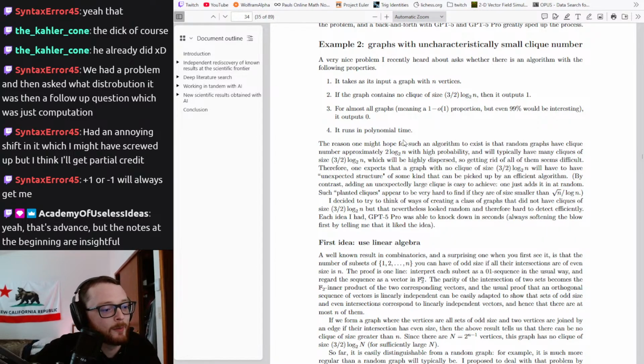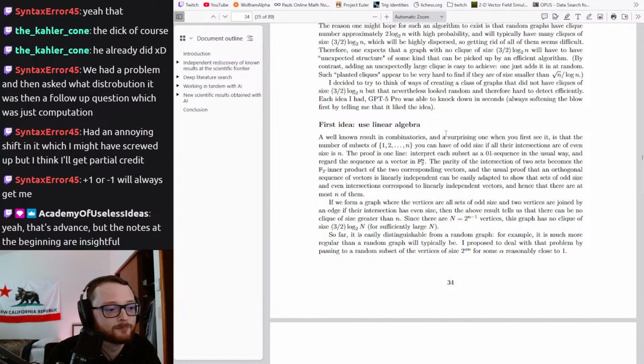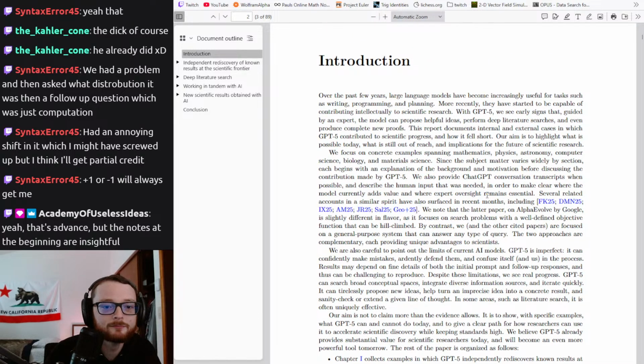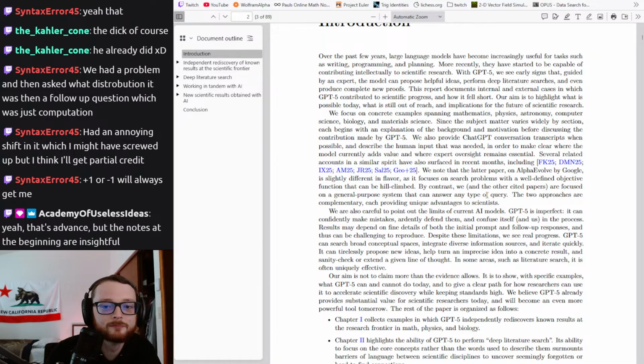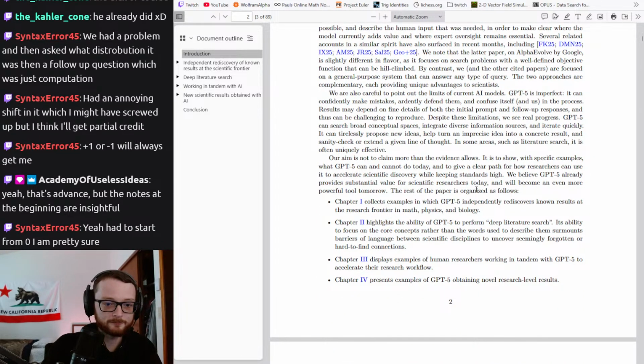Annoying shift in it, which I might have screwed up. I think I'll get partial credit. Plus one or minus one will always get me, like starting counting from 0 or not. Notice at the beginning are insightful. Okay. Yeah, it's always a really annoying thing with translating real world problems into math problems, like where you set 0 and being consistent about it.